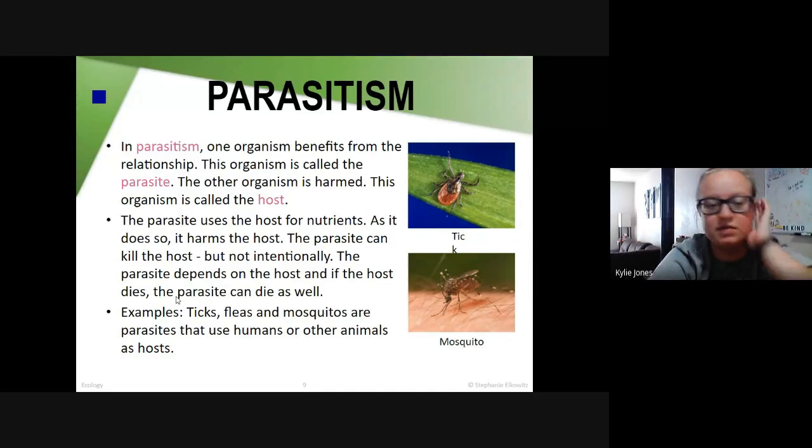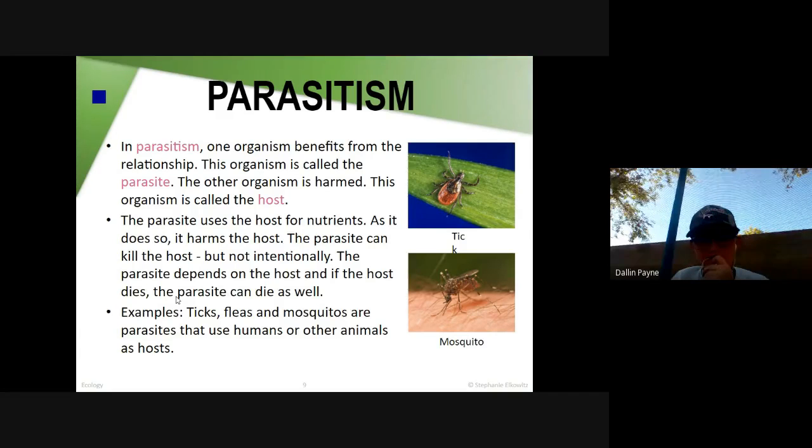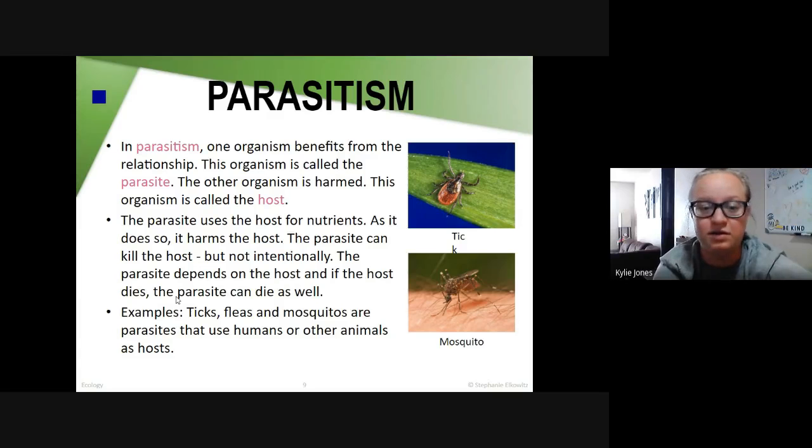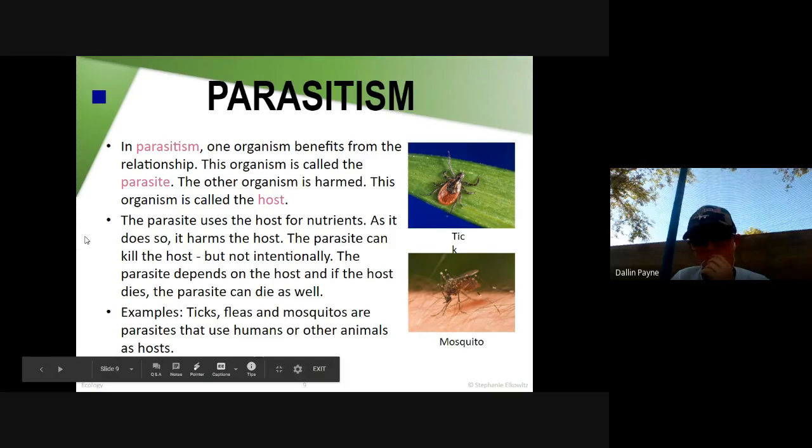So a good example of these are going to be things like ticks, fleas, and mosquitoes. A tick will attach to you and suck your blood, basically. They need that to survive. That's how they survive. If you die and they're still attached to you, they're going to die as well. There's a lot of them on dogs. Yeah, they do get on dogs a lot. Same with fleas, and they suck the blood.